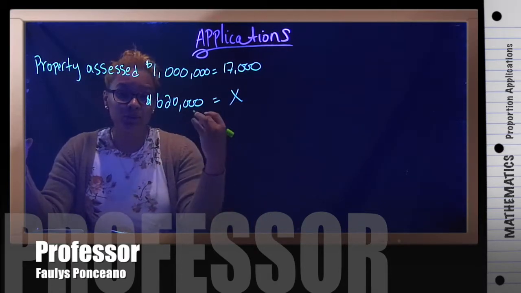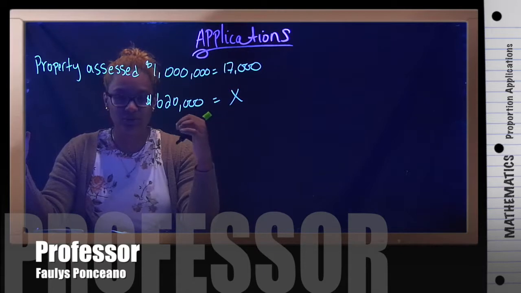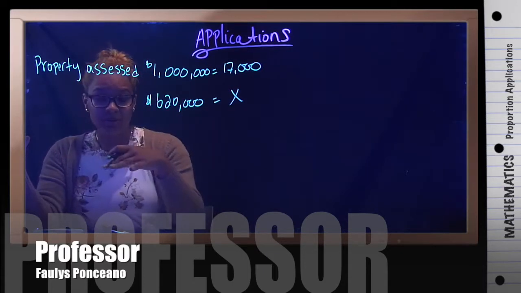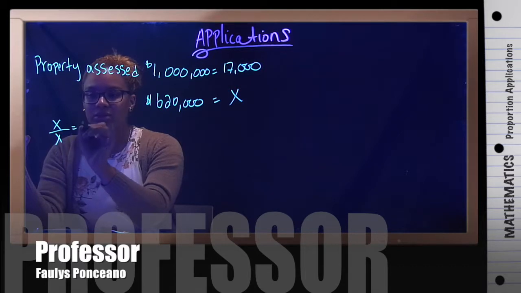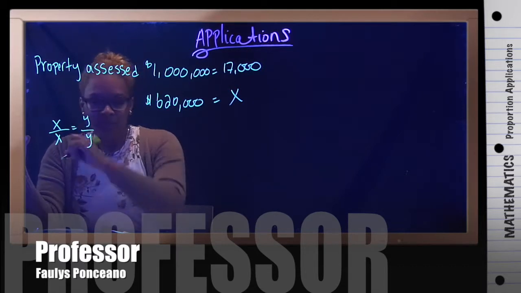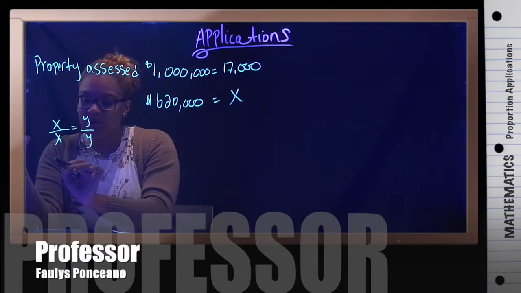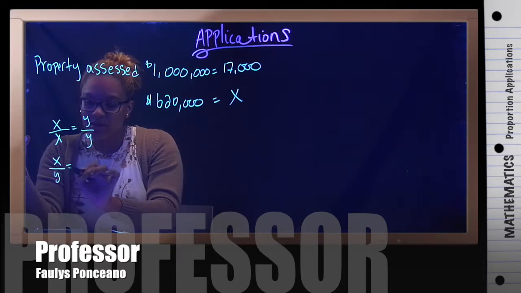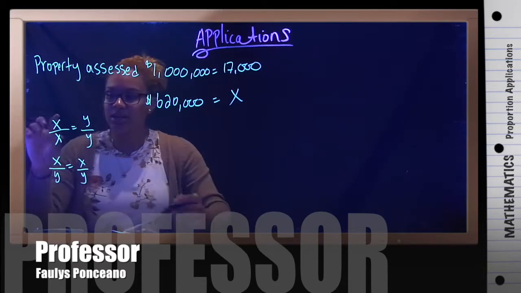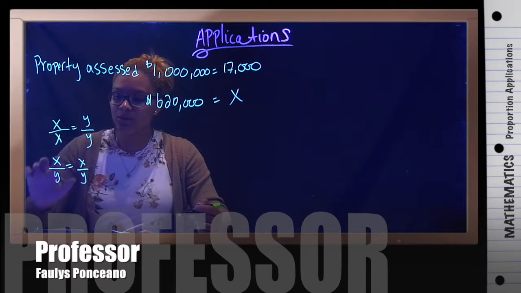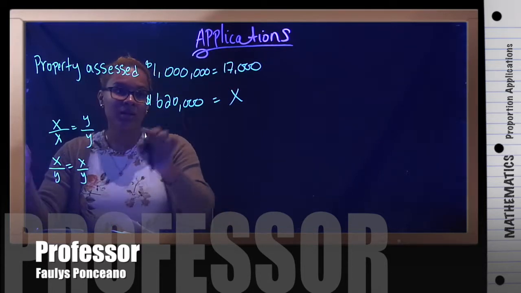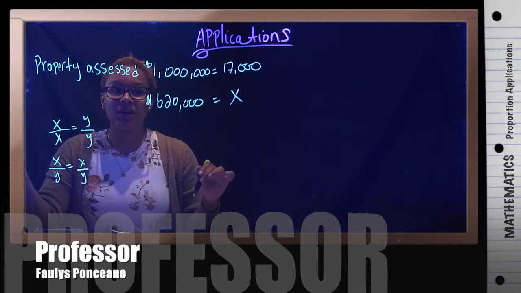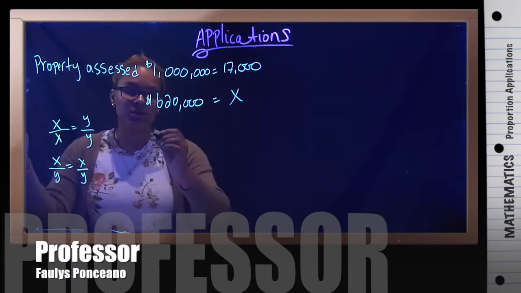When it comes to proportions, you want to make sure you do the same units over the same units. For example, x over x equals y over y, or y over x equals x over y. So technically you already have it written down here the way I put it down for you.